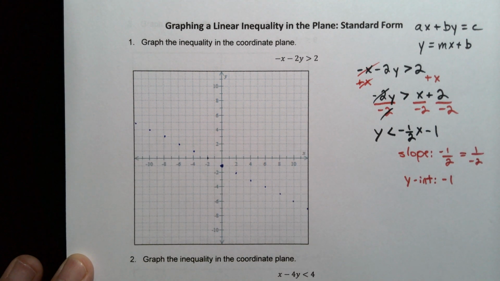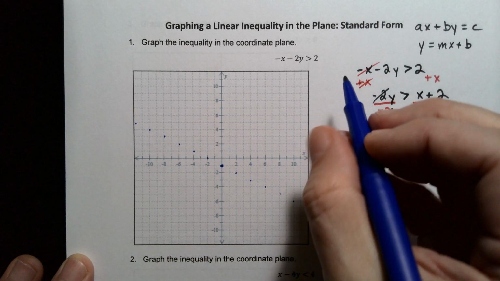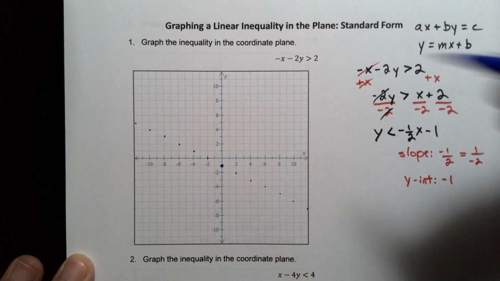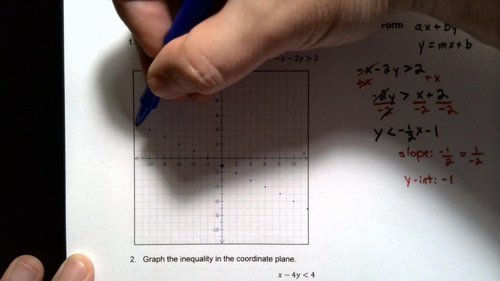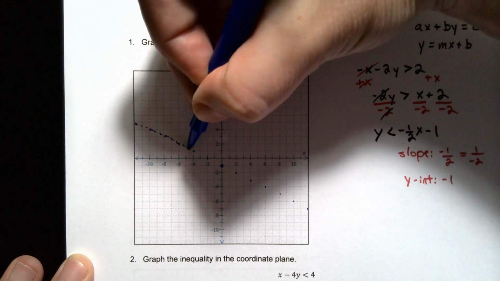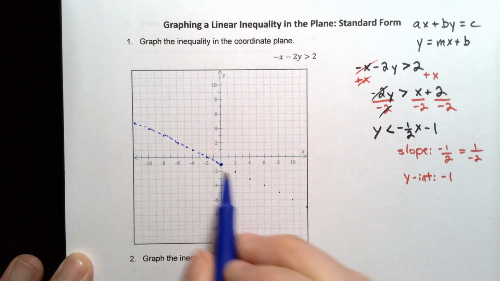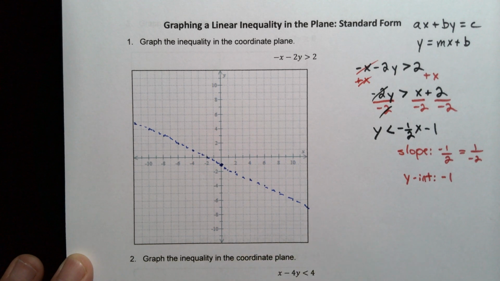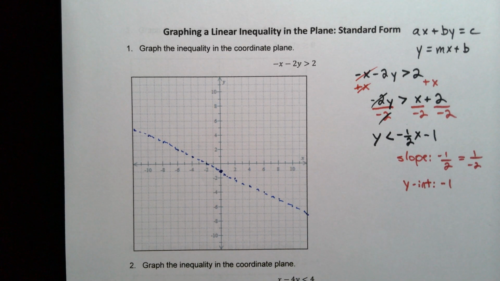I use the slope. And now we have to decide if this is a solid line or a dotted line. Since there's no line underneath here, then this is going to be a dotted line. Okay, so here we go. There's the dotted line.